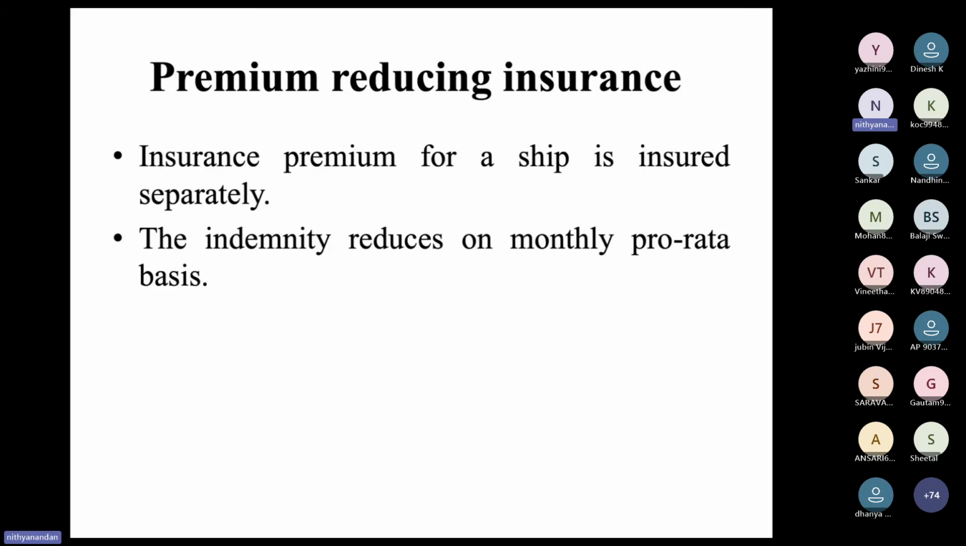So every month proportionately, the amount at risk is reduced. So why he should pay premium for the 12 crores for the entire 12 months? So the premium gets reduced, just like our EMI calculation. So the premium reducing means he should pay the premium proportionately for the amount at risk. This is called premium reducing. Example is freight insurance.